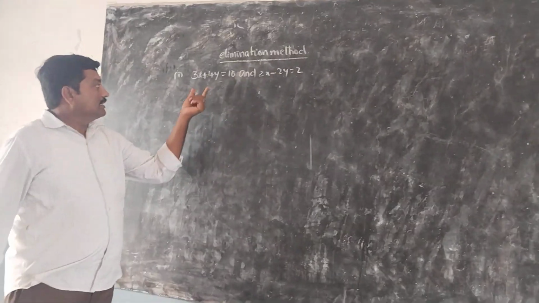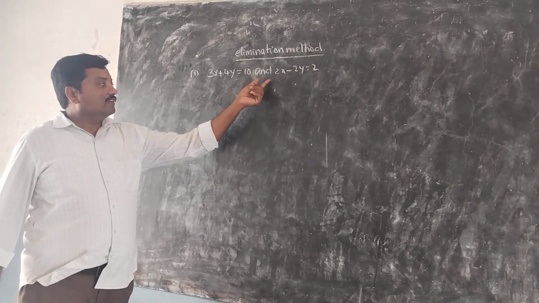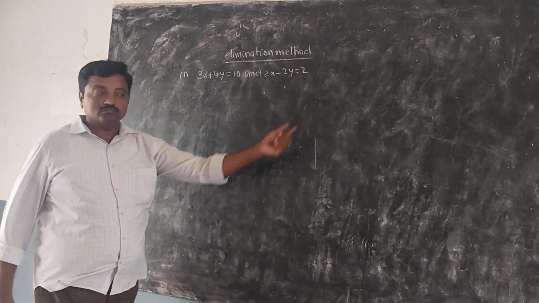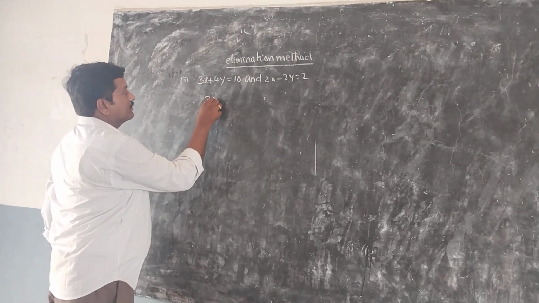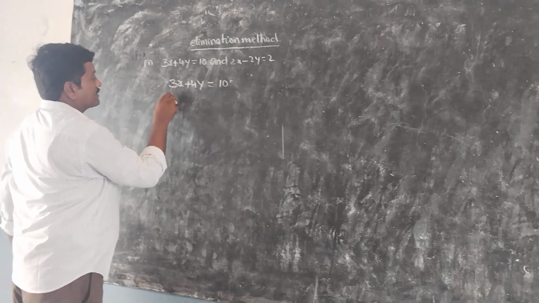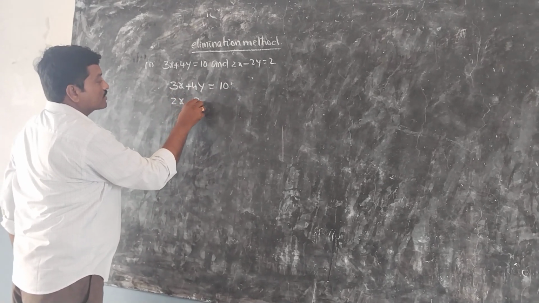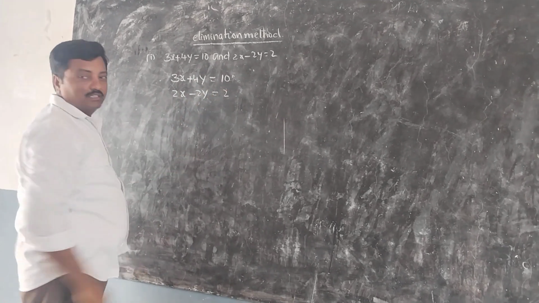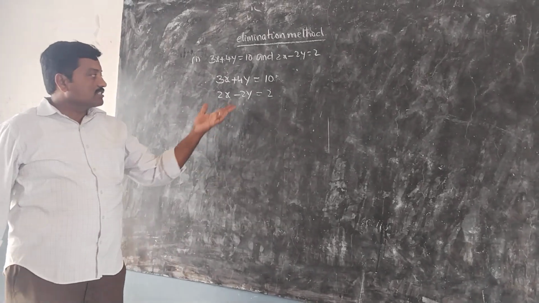Elimination method. 3x plus 4y is equal to 10 and 2x minus 2y is equal to 2. First equation 3x plus 4y equal to 10 and second equation 2x minus 2y equal to 2. We have chosen the elimination method.